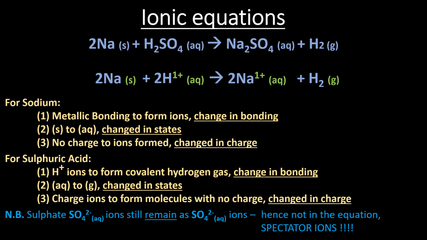The only thing I didn't mention is spectator ions, and that's a new word that you just learned, hopefully. So sulfate ions on the left are aqueous, i.e. SO4, and SO4 on the right is aqueous. These are ions as well, and therefore, because nothing's changing there in terms of state symbols or charge, we call them spectator ions.